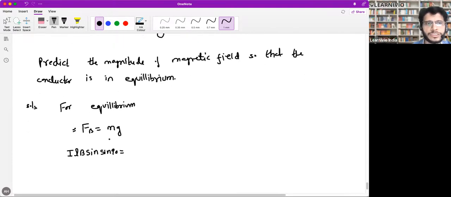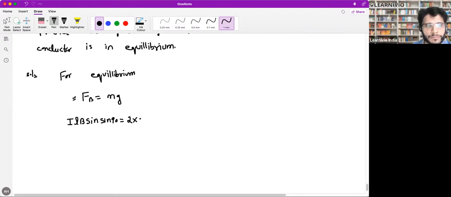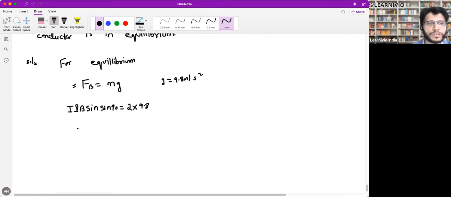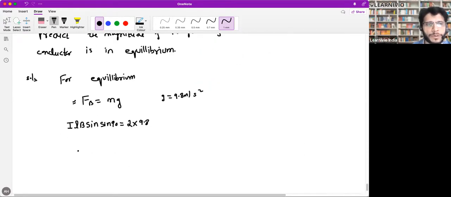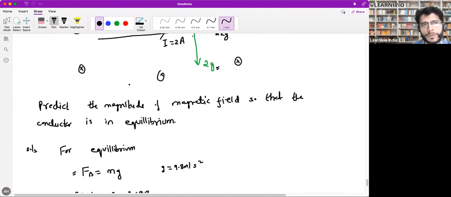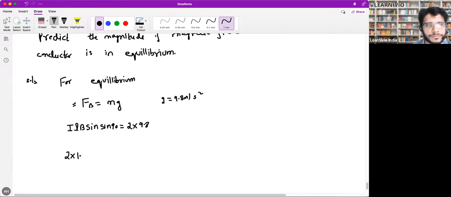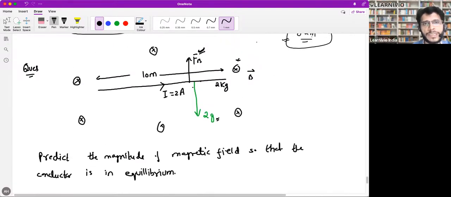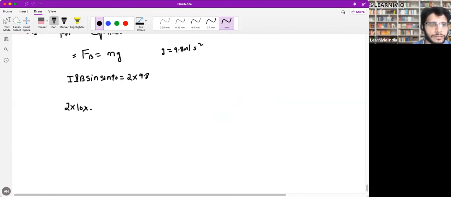Mg: mass is 2 kg. And g, how much is g? g is 9.8 meter per second square. Now substitute all values. How much is current? Current is 2 ampere, put I equal to 2 ampere. How much is L? L is 10 meter. How much is B? B is the value of magnetic field you are supposed to calculate. Sine 90 is 1. 2 into 9.8 is 19.6. So you can calculate B from here.